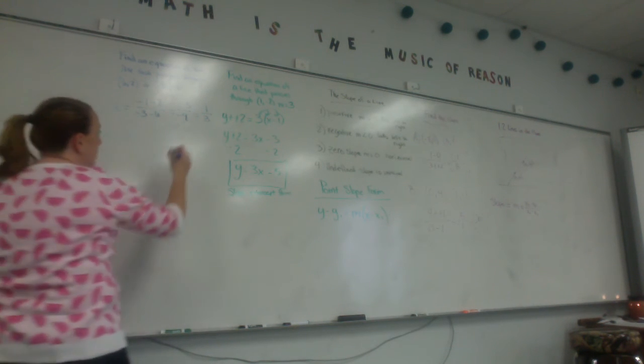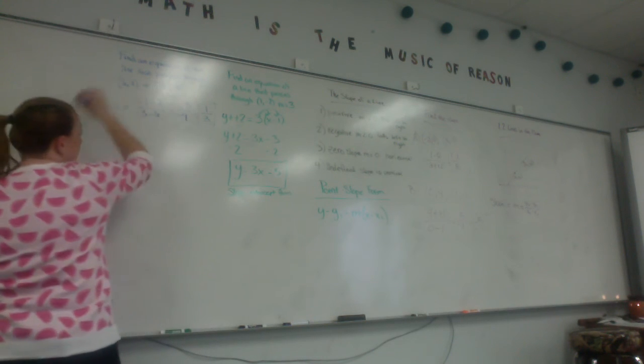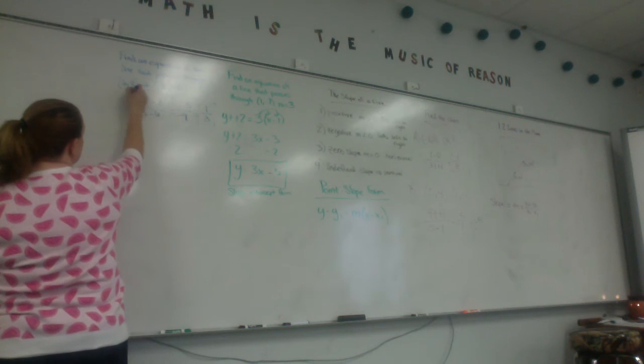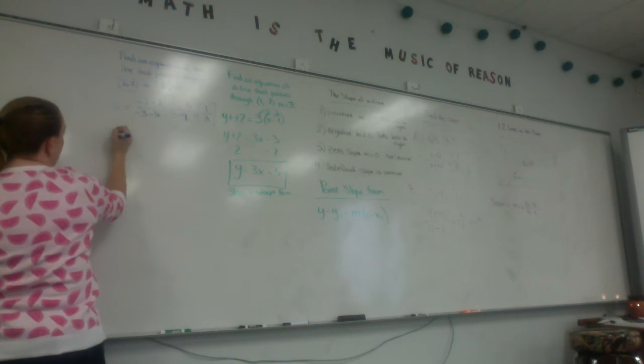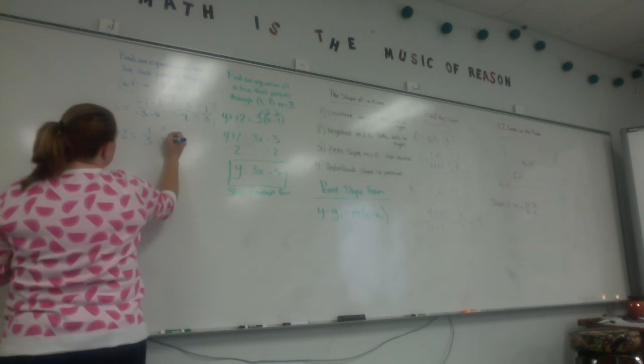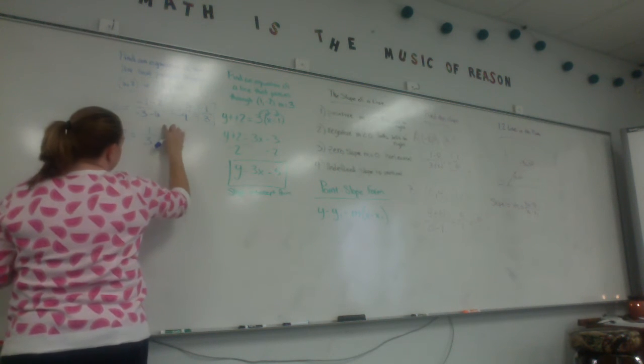Now you have a point and a slope. You can choose either of these points, it doesn't matter which one. I'm just going to choose (6, 2) since it's right there at the beginning. So y minus 2 equals 1/3 times (x minus 6).